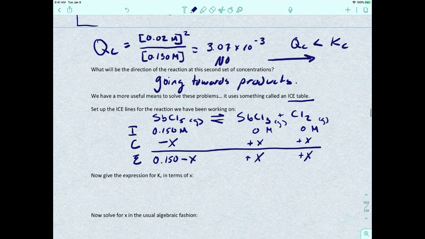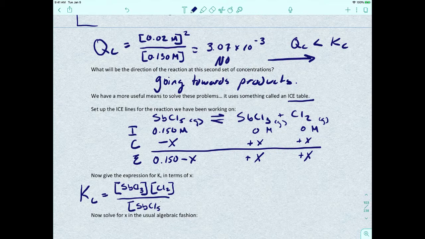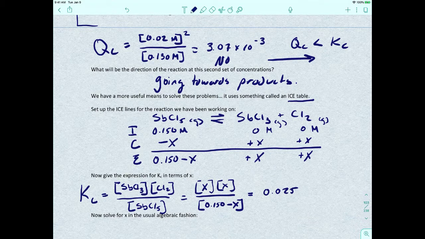The way we do that is to write our equilibrium expression, Kc. Normally, Kc would be the concentration of SbCl3 times the concentration of Cl2, divided by the concentration of SbCl5. So for that expression, we're going to pop in our values. At equilibrium, the concentration of SbCl3 is going to be x. The concentration of Cl2 also is x, divided by the concentration of SbCl5, which is going to be 0.150 molar minus x. And this is going to be equal to the equilibrium constant, which we know is 0.025 for this reaction.